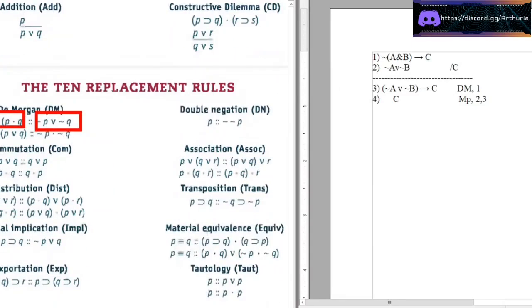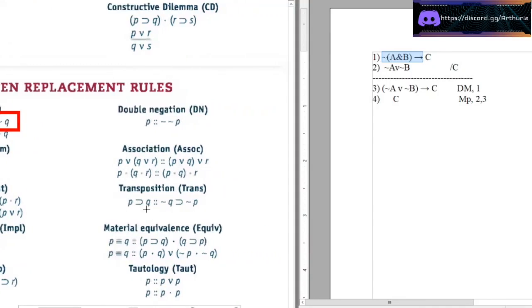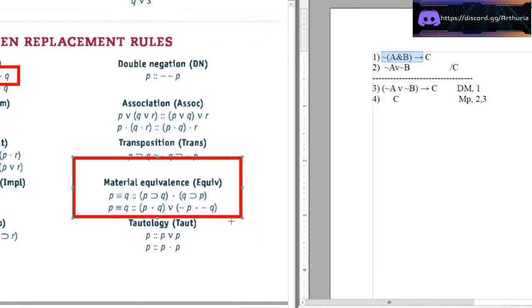Okay. So the other important replacement rule, De Morgan's is used most of the time. It's a very commonly used rule. You'll use it a lot if you do a lot of these problems. The other rule that's very important for replacement rules is really the material.